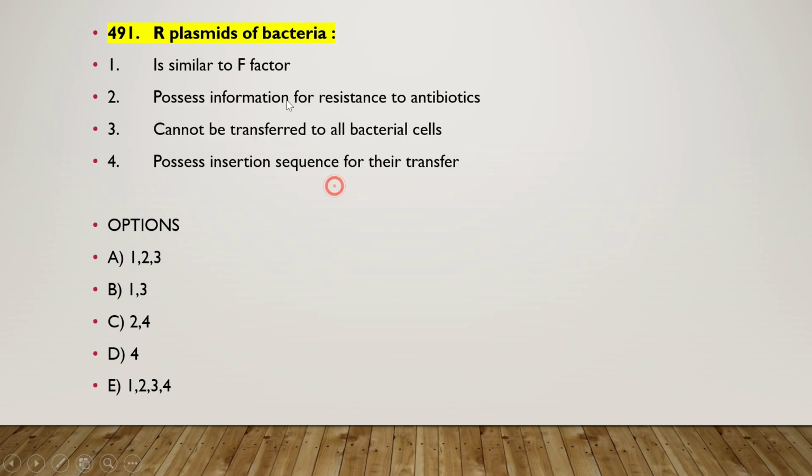Okay, so next one is R plasmid of bacteria. R means resistance. Okay, so resistant plasmids of bacteria is similar to F factor, possess information for resistance to antibiotics, cannot be transferred to all bacterial cells, possess insertion sequence for their transfer. So the right one is the option A. So first 3 options are correct regarding R plasmid of bacteria.